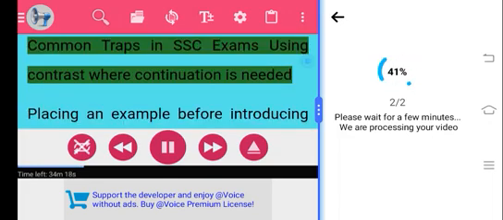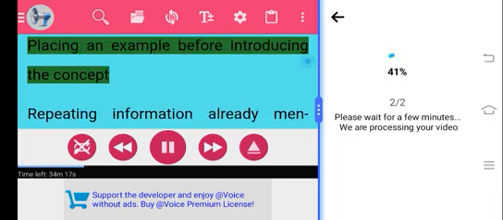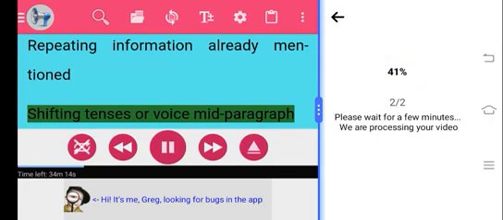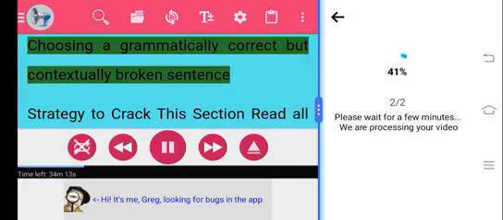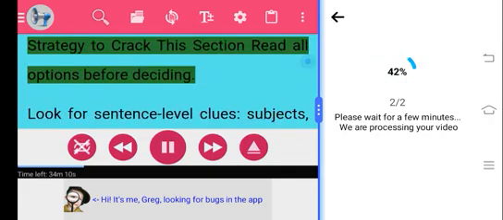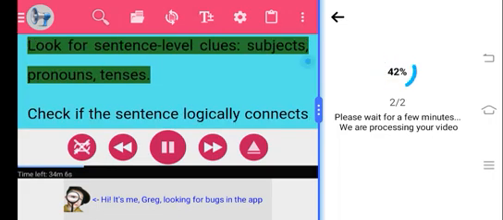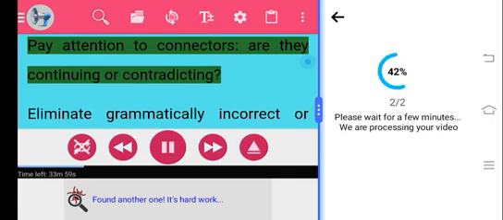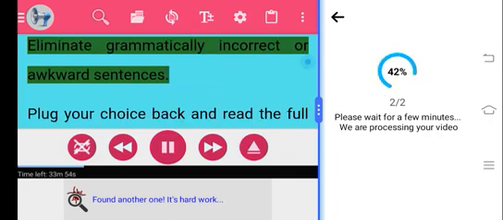Common traps in SSC exams: using contrast where continuation is needed. Placing an example before introducing the concept. Repeating information already mentioned. Shifting tenses or voice mid-paragraph. Using a grammatically correct but contextually broken sentence. Strategy to crack this section: read all options before deciding. Look for tense-level clues: subjects, pronouns, tenses. Check if the sentence logically connects to those before and after. Pay attention to connectors. Are they continuing or contradicting? Eliminate grammatically incorrect or awkward sentences.